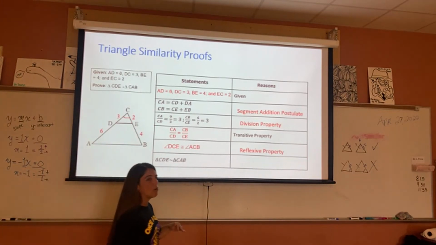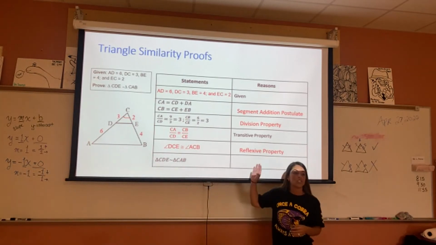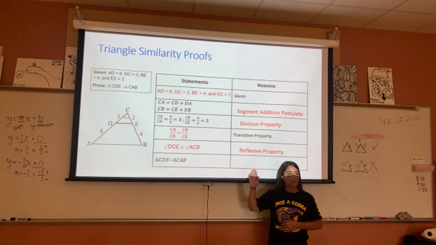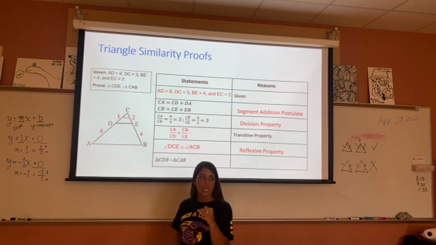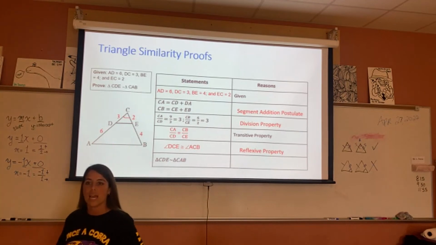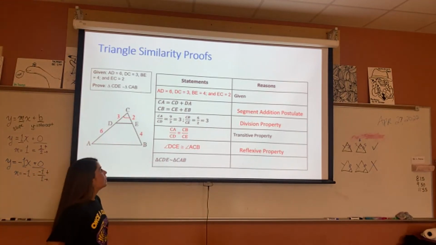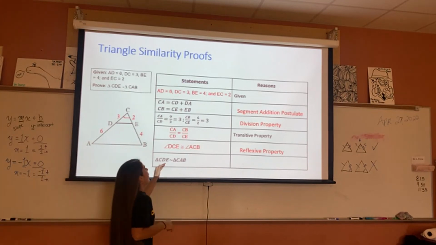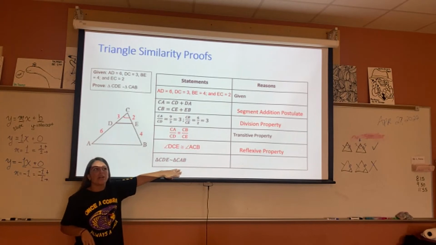100% chance you are going to have at least one proof on the EOC that's going to use the reflexive property. So remember that one, the reflexive property. Anything that is congruent to itself is that because of the reflexive property. Then from there, we're done. We have proven the triangles are similar.